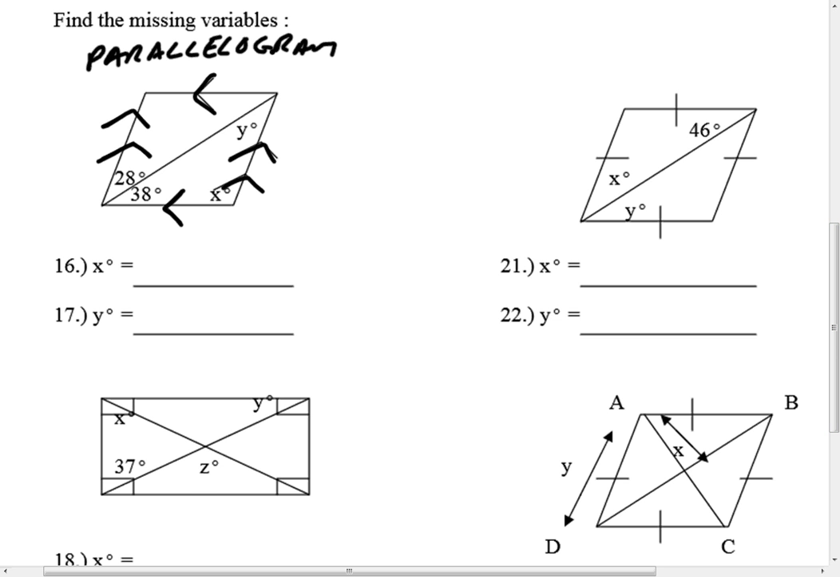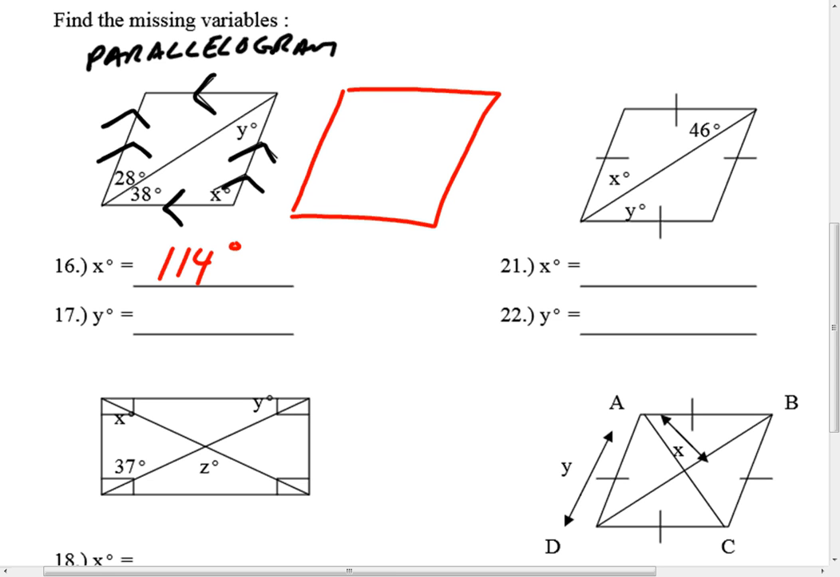Someone raise their hand. Tell me what X is and tell me your justification. Cameron? X is 114. What was your justification? When you add 28 and 38, it's 66, and then you subtract from 180.